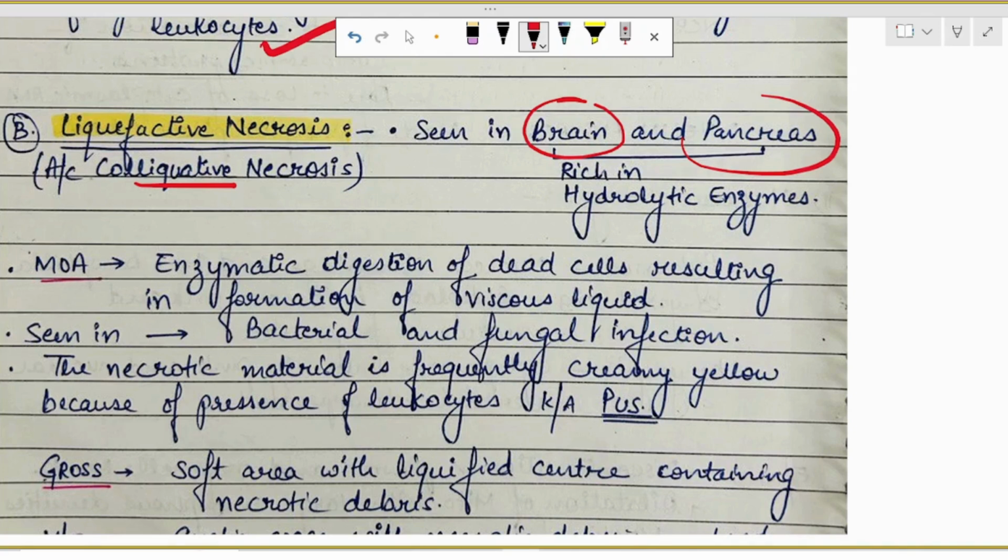The reason behind it, the brain and the pancreas are rich in the hydrolytic enzymes, and because of these hydrolytic enzymes, there would occur the enzymatic digestion of the dead cells, resulting in the formation of the viscous liquid. So this liquefactive necrosis is seen in the bacterial and fungal infection. The necrotic material is frequently creamy yellow because of the presence of the leukocyte, and this is known as pus.